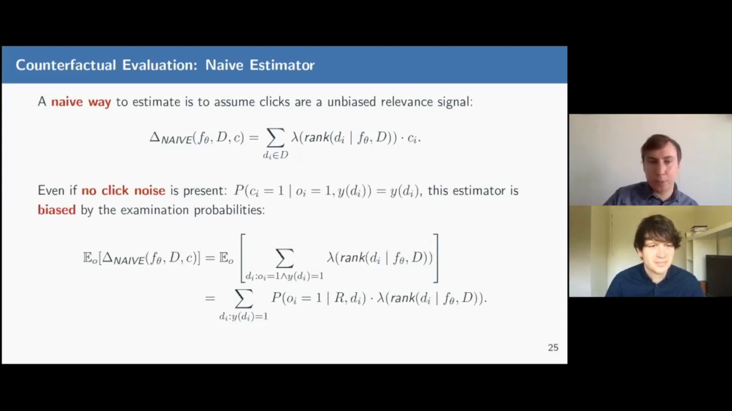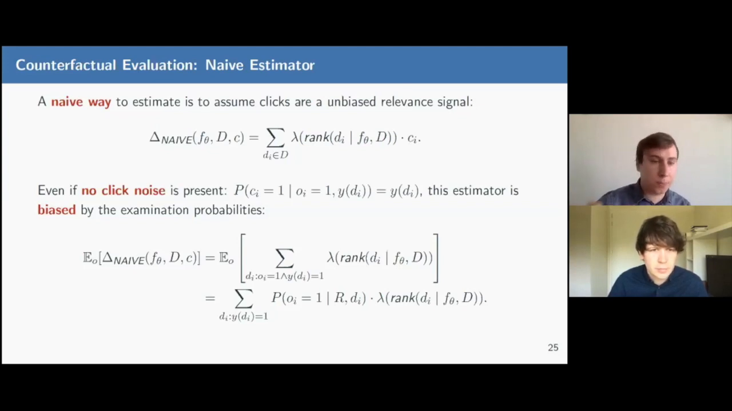So we're going to show this right now. Here we're going to say, even if there is no click noise at all, so if a document is relevant and it was observed or examined by the user, then a user will always click on it. And if a document is not relevant and it was observed by the user, then there will be no click on it, essentially. If we assume that, so there's no noise at all, then this estimator is still biased, and it's biased by these examination probabilities that we have from our user model.